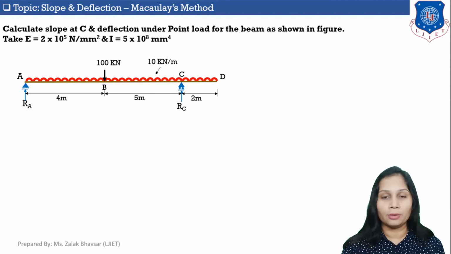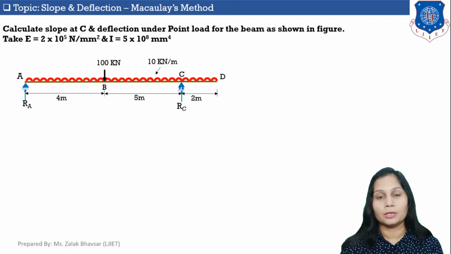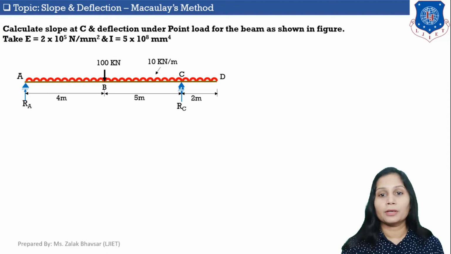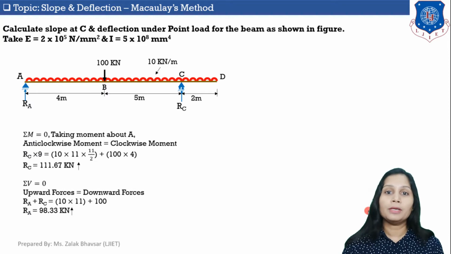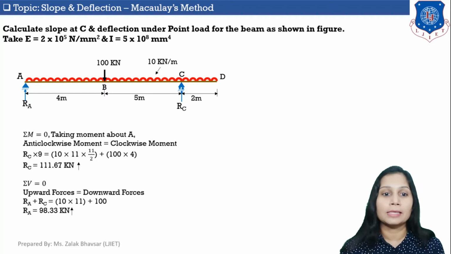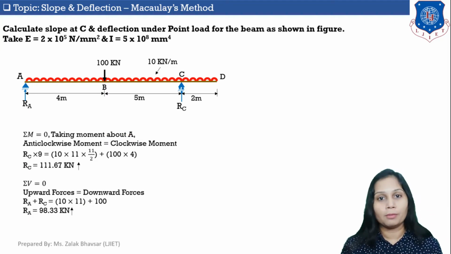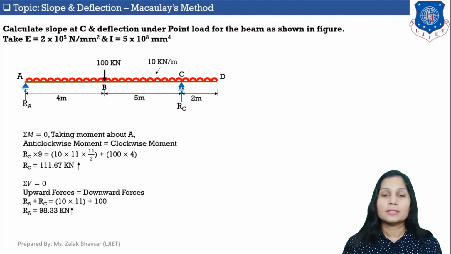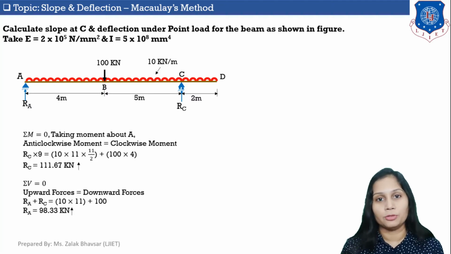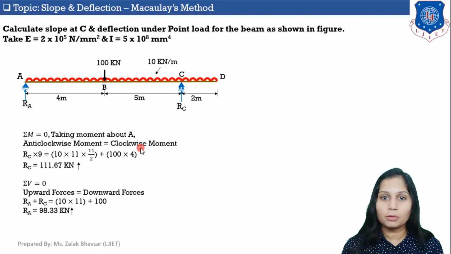Now let's start our first step of the numerical, which is calculation of support reactions. For calculation of support reactions, we need to apply conditions of equilibrium. So let's apply the first condition of equilibrium, which is sigma M is equal to 0. Taking moment about point A, the summation of moments will be equal to 0. So we can say that anti-clockwise moment is equal to clockwise moment.